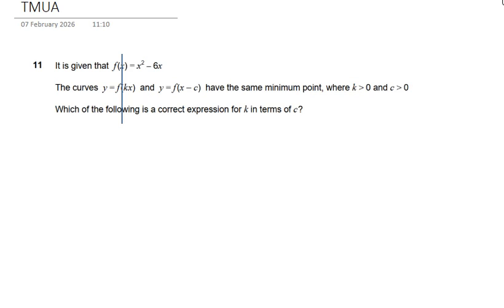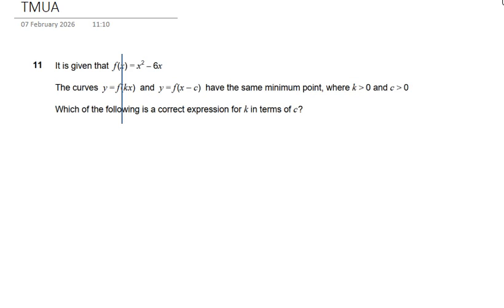The question is: it is given that f(x) is equal to x squared minus 6x. The curves y is equal to f(kx) and y is equal to f(x) minus c have the same minimum point, where k greater than 0 and c greater than 0. Now find the correct expression for k in terms of c.